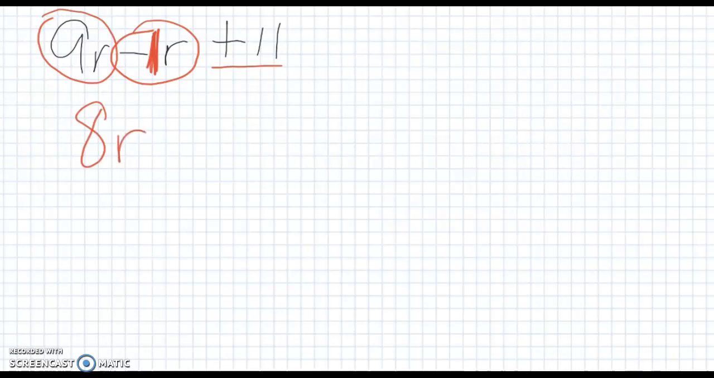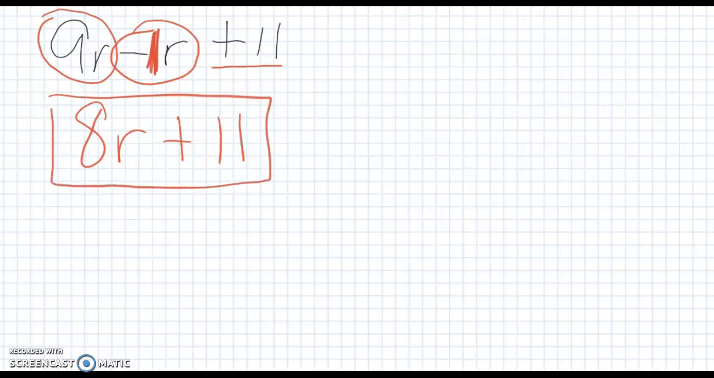Now the 11 isn't a like term with r, so I'm not allowed to combine it. And since there are no other like terms that go with 11, I just tack it on to the end. And this is my expression.